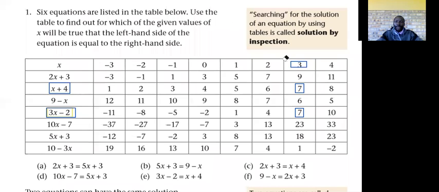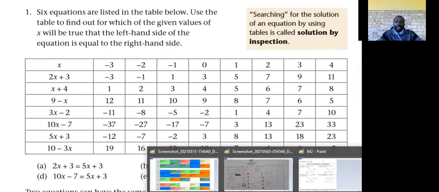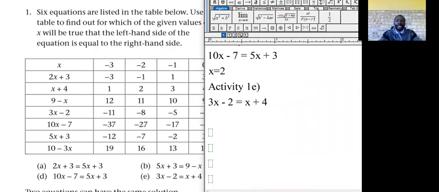So we can now go and transfer it on our board where we are writing. So for this activity E, the value of x equals 3. And lastly is what? Activity 1 part F. Yes, activity 1 part F is right here.